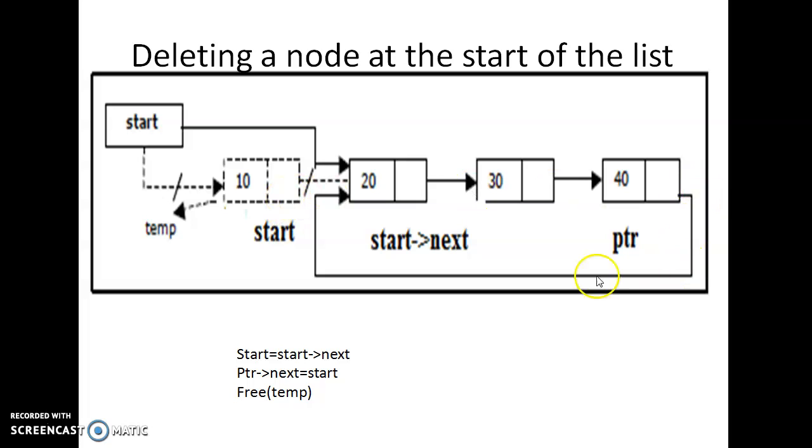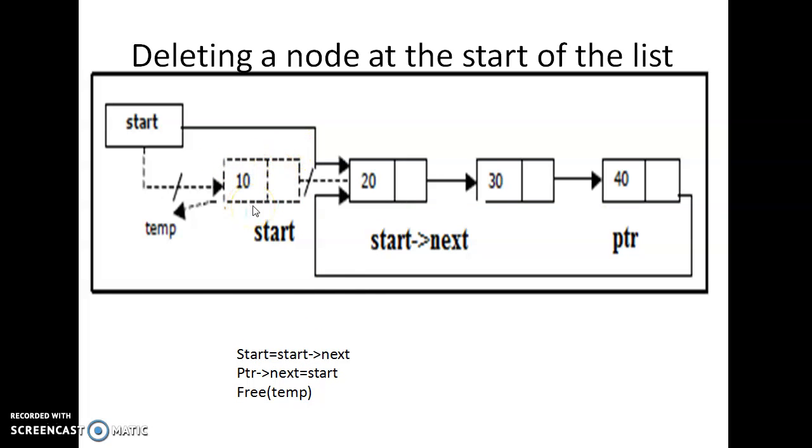Previously, the last node used to point to the 10. Now it has to point to the 20. That is, pointer of next is pointing to the start, because start has already gone to the start of the next. Then whatever that particular temporary node is, I am removing. What are the 3 steps that I am doing? Start is going to the starting of the next, that is, the new start is now 20. Now the pointer of next, which previously pointed to the 10, now points to the 20. That is, pointer of next equal to start, and whatever node I want to delete, I will remove.